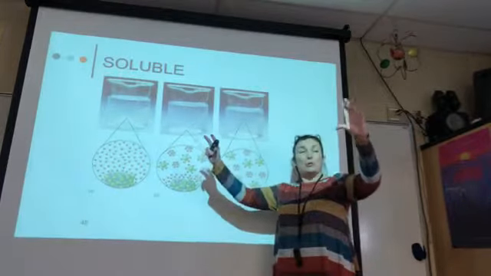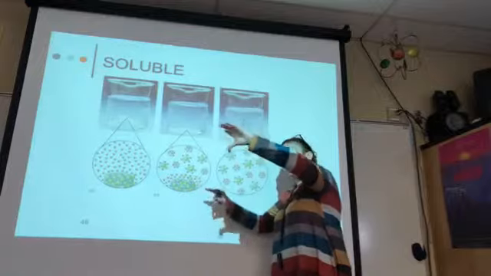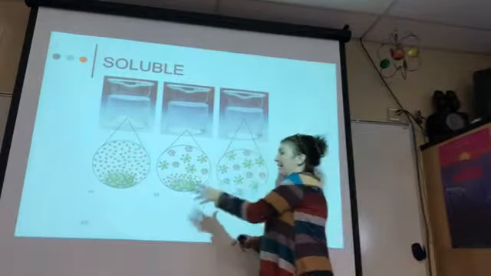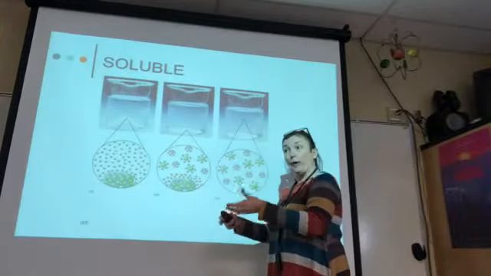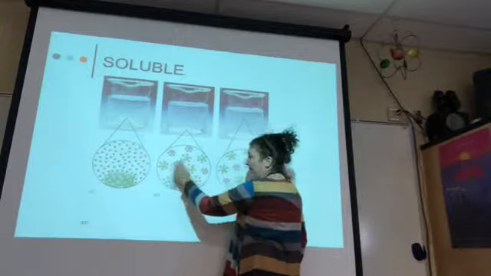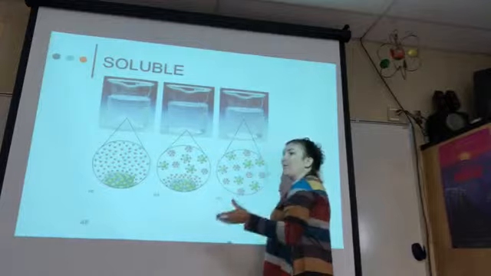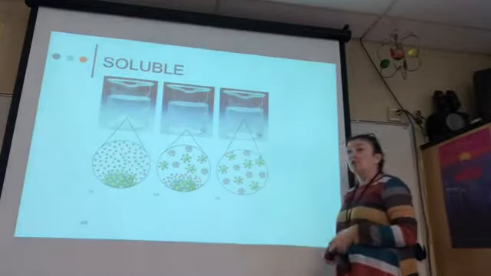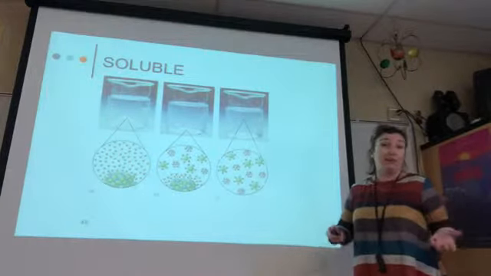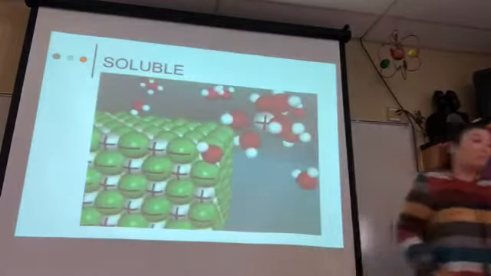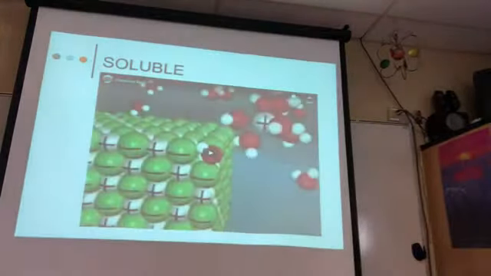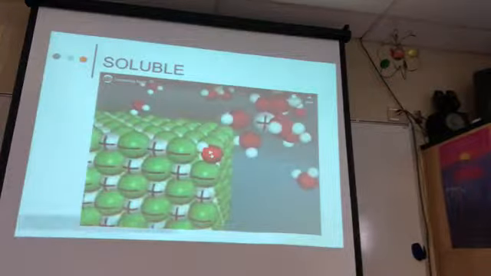The hydrogens, which are positive, will go towards the negative ion and drag it away. And then the oxygen, which is negative, will go towards the positive ion and drag it away. And then they surround them and keep them suspended in solution. So they're aqueous. They look like they disappeared, but they didn't. They're just in the water. This is a quick little clip that shows you how dissolving occurs.